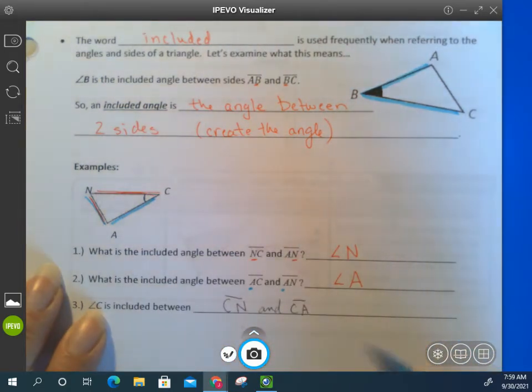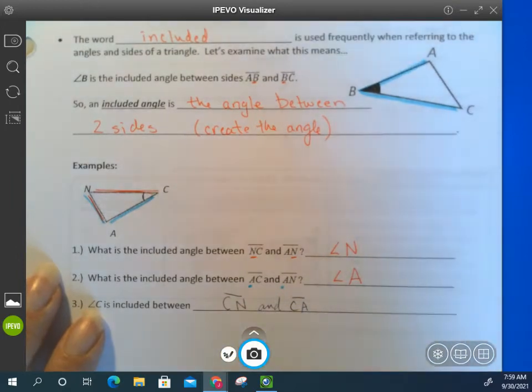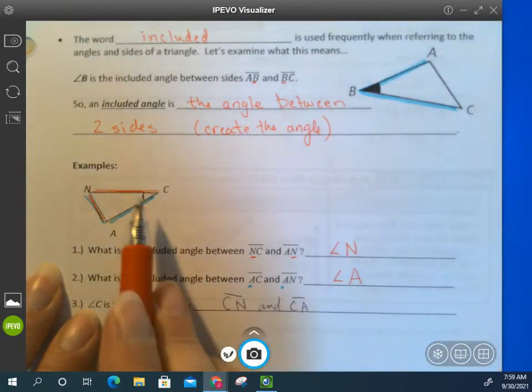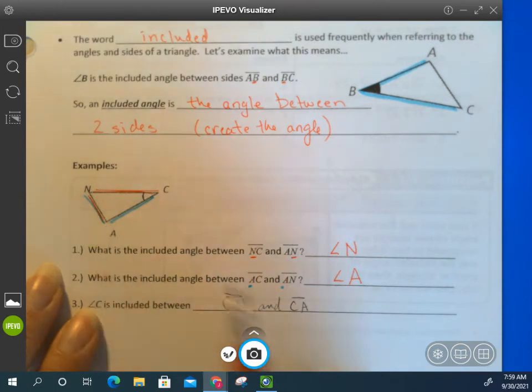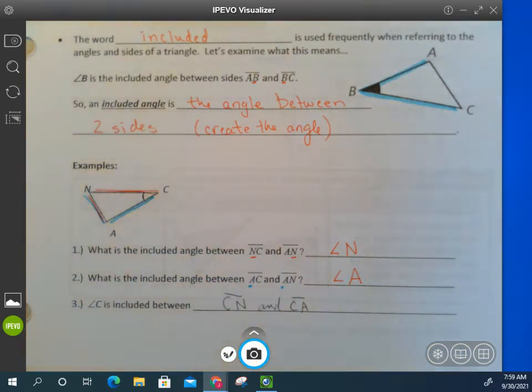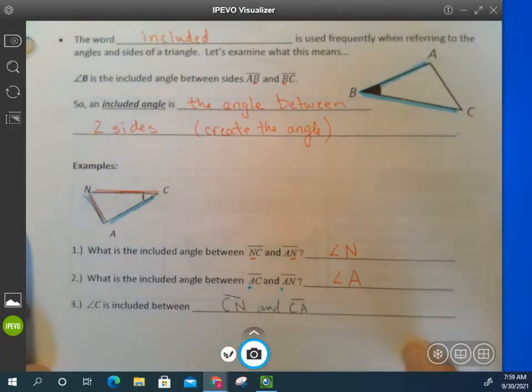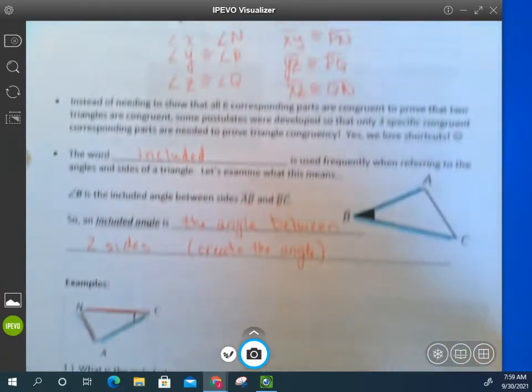Now, these aren't congruent, guys. We're talking about the parts here. So if I'm looking for angle C, it's between NC and CA. And again, see, they both have the C there. So included is between these 2. It's not bouncing around. All right, next page.